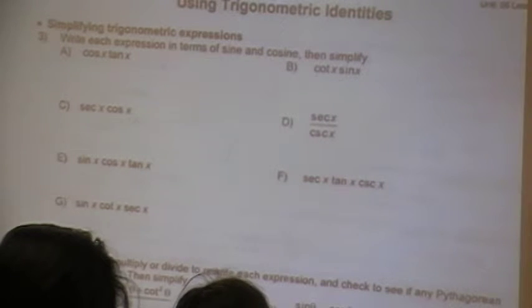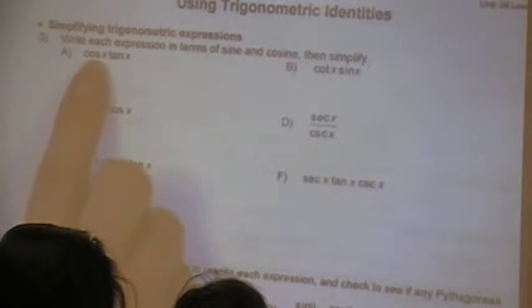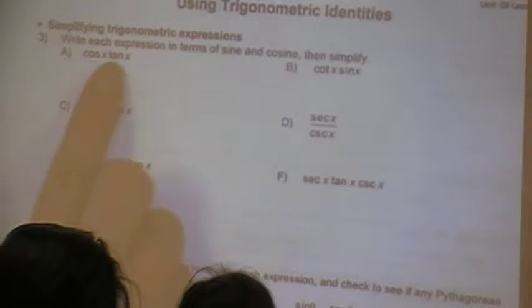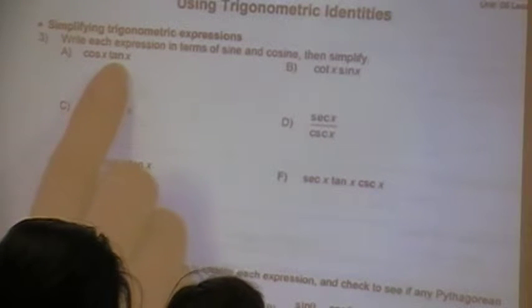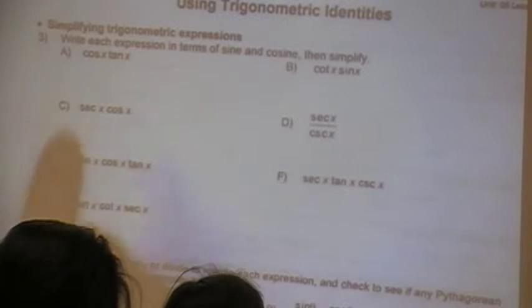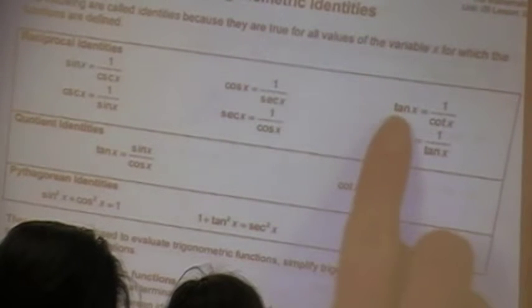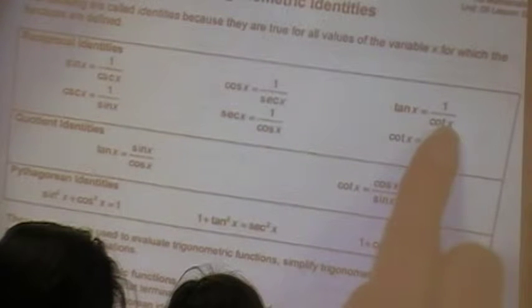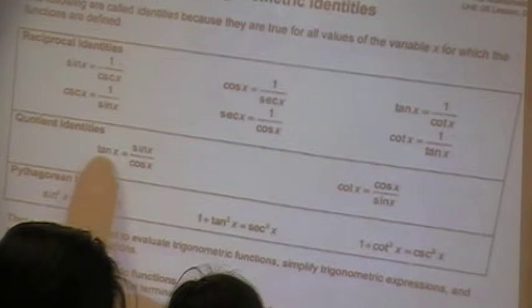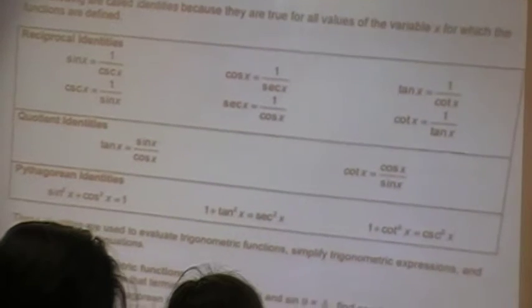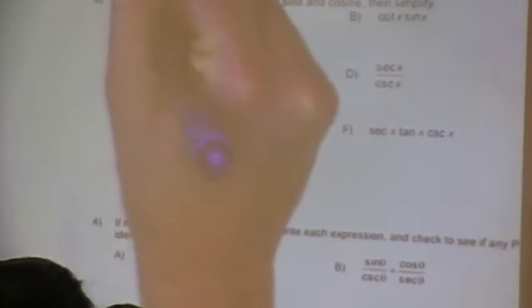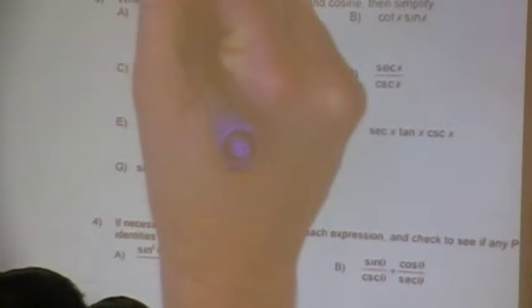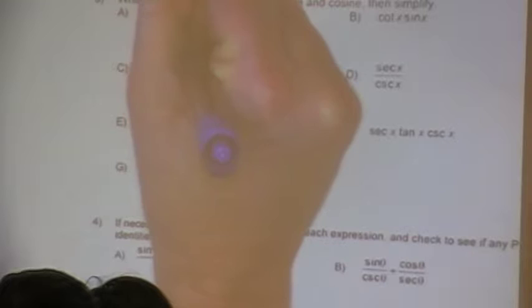Well, obviously, on A, cosine is already cosine, so I can leave that alone. But tangent, I'm trying to get rid of. So I'm going to rewrite tangent. If you go back and look at your identities, I could rewrite tangent as 1 over cotangent. That doesn't help me, because that's not getting me any closer to sine and cosine. Or I could rewrite tangent as sine x over cosine x. So that's what I'm going to do. I'm not changing the cosine x, I'm going to leave it just like it is. But tangent is going to be rewritten as sine x over cosine x.